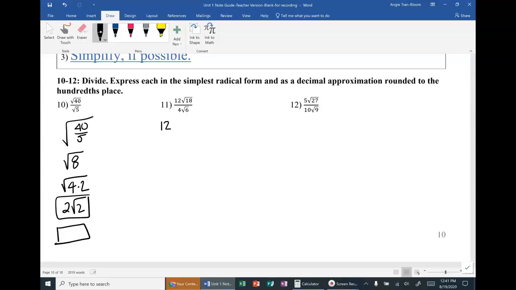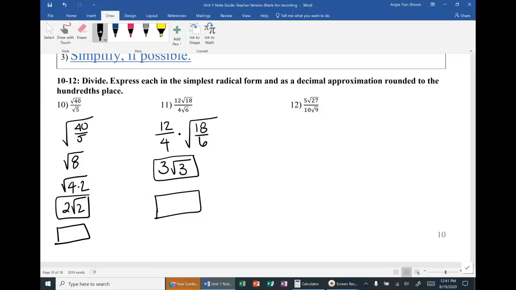Now number 11, 12 divided by 4, those are your coefficients. Make a big radical. Do 18 divided by 6. 12 divided by 4 is going to be 3. 18 divided by 6 is also 3, but it's under a radical, so big difference there. Use your calculator and find your decimal approximation. And if you need to, hit pause.